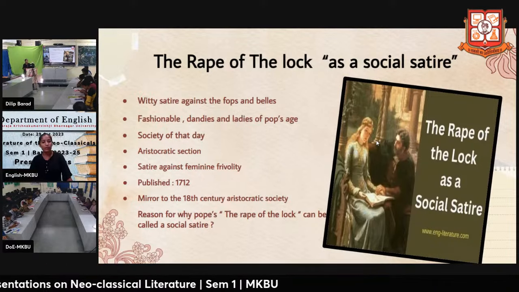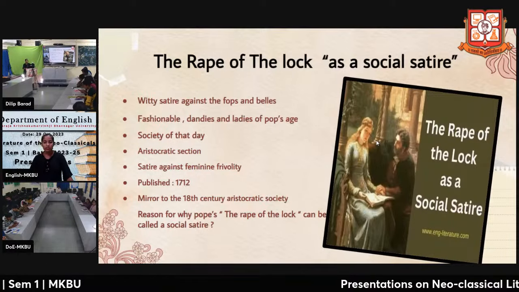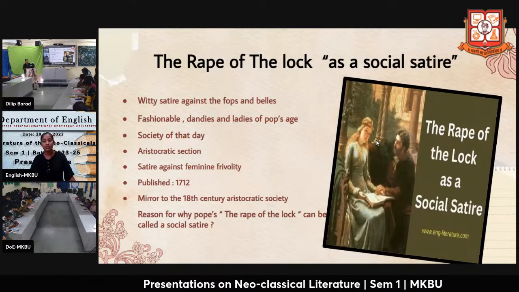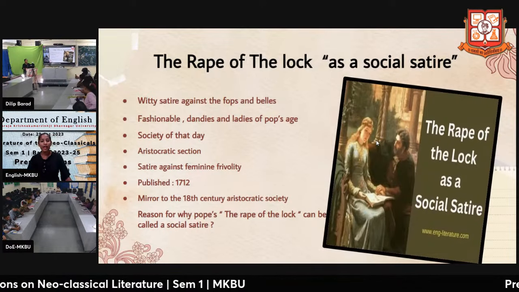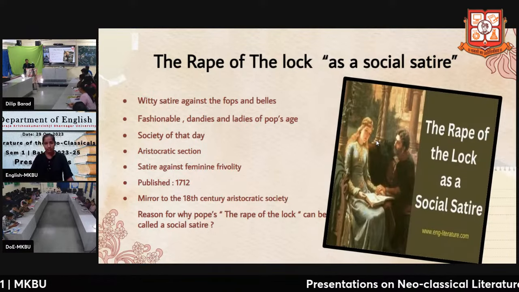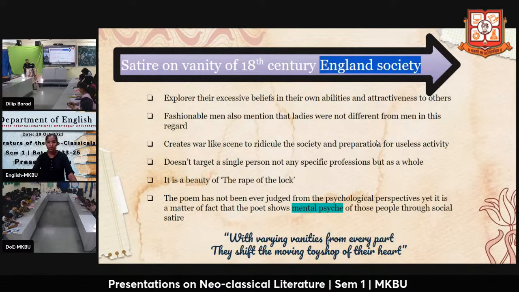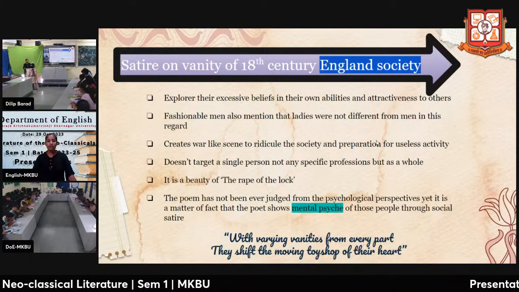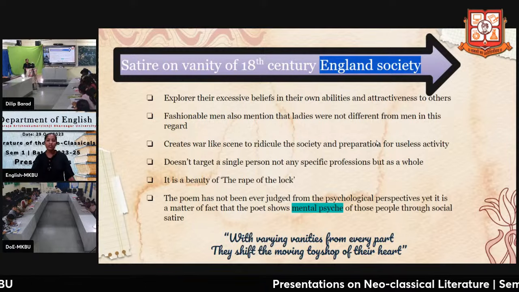It was published in 1712. Alexander Pope holds up a mirror to 18th century aristocratic society. So the question is, what is the reason why Pope's The Rape of the Lock can be called a social satire? It is a satire on the vanity of 18th century English society. It explores their excessive belief in their own ability and attractiveness to others.